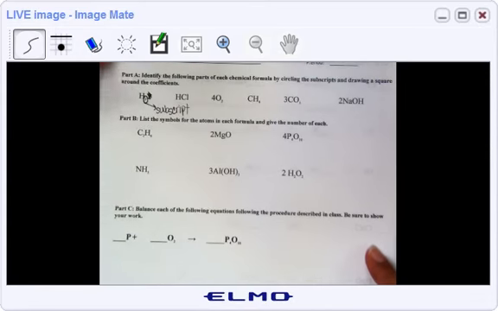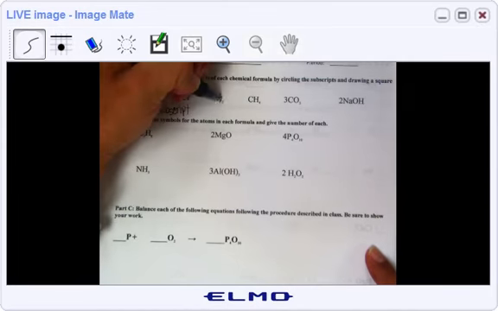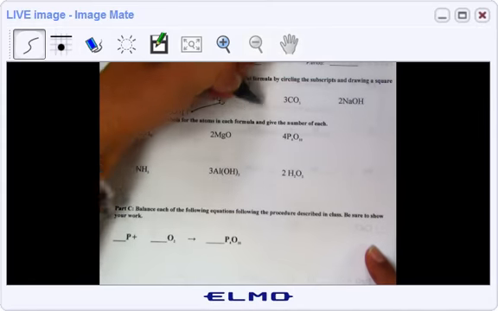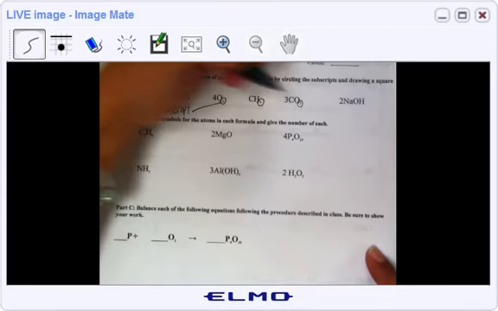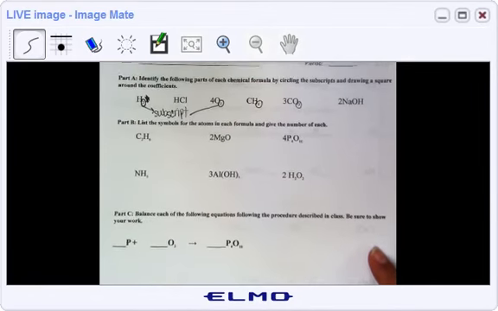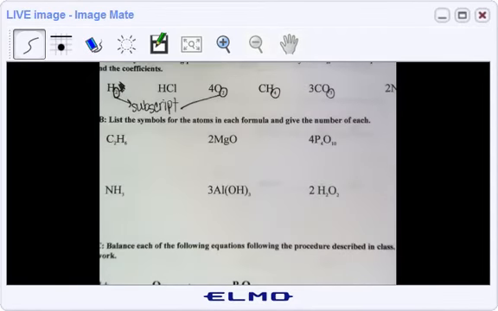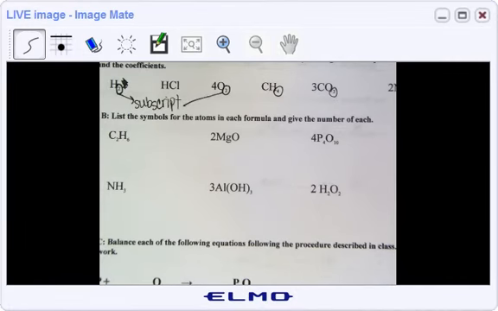So this would be considered a subscript as well. This is a subscript, this is a subscript. I'm going to zoom in, pause it at any time. The little numbers are subscripts.